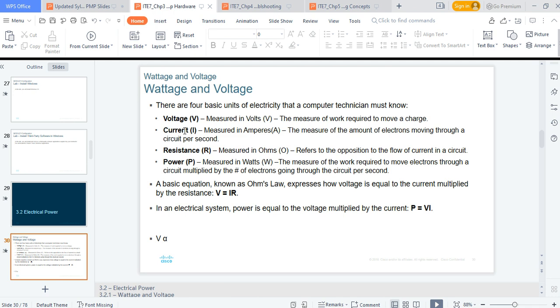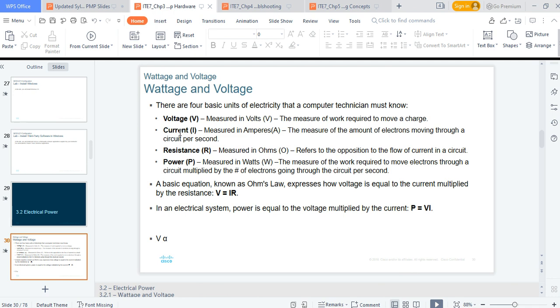So current is a measure of electrons. That charge, when you charge your phone or your laptop, you're talking about current, because that's how electricity is stored. It's stored in amperes. Your inverter batteries, your laptop batteries, any of your batteries, electricity is stored in that format. The measure of work required to move a charge from point A to point B, that's voltage. So high voltage will move charge faster. Resistance, we call that the opposition to the flow of current.